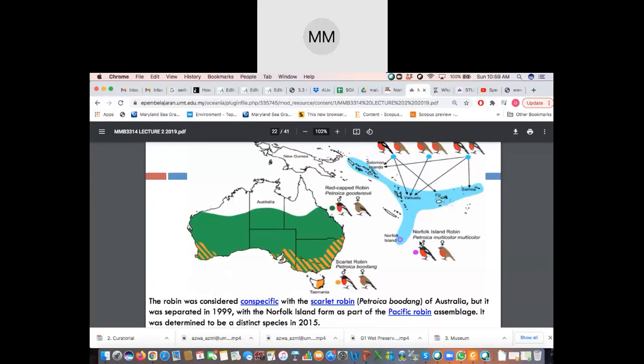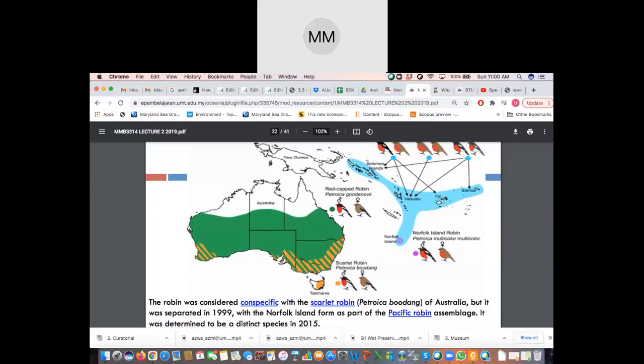Where is Norfolk Island? Norfolk Island is far west from Australia. It formed part of the Pacific robin assemblage, and was determined to be a distinct species in 2015. Can you imagine this? From 1999 to 2015 is not that big a range of time, but it's enough to split and form a new species from the mainland scarlet robin, which later formed its own evolved form here.